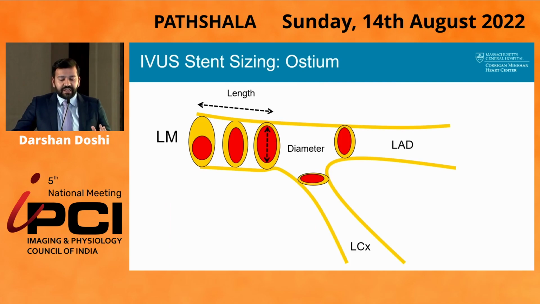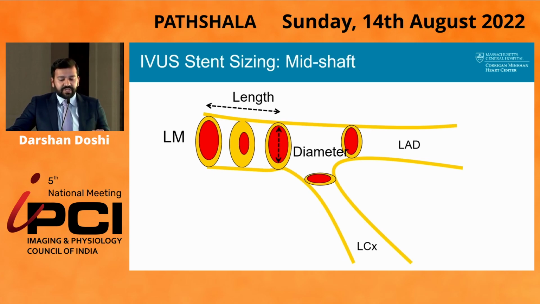Now, how are you going to size your stent to the ostial disease? The way you're going to do that is to look at your distal left main reference, okay? Fairly simple, fairly intuitive. How are you going to size your stent if you have a mid-shaft lesion? Again, distal reference of the left main, and you're going to size it to that. So fairly straightforward, kind of intuitive.